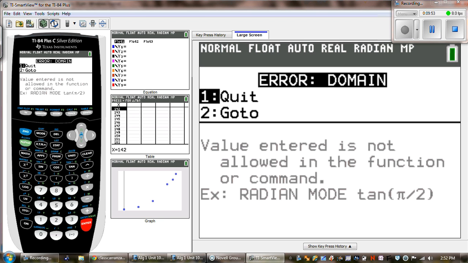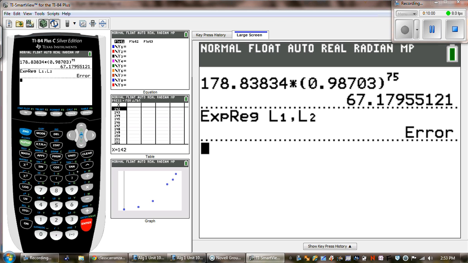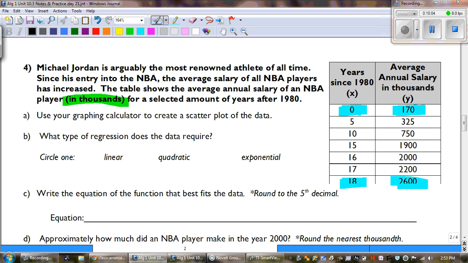Oh, domain error. Let's see what I did. Let's go back to stats. Okay. Well, sorry guys, but my calculator is having technical difficulties right now. But it is exponential, and the equation that you should get rounded to the fifth decimal is 161.2994, and then 1.16919 to the x power.